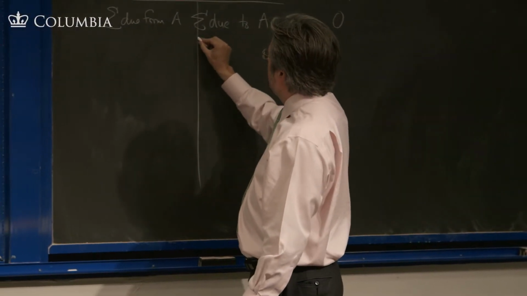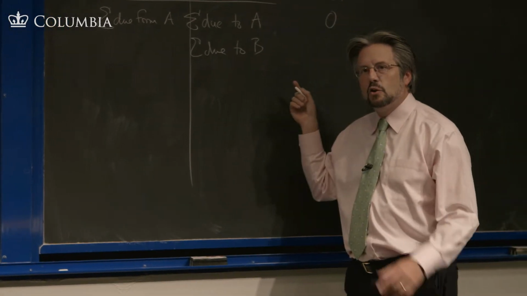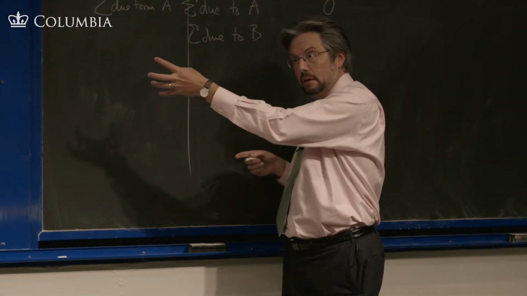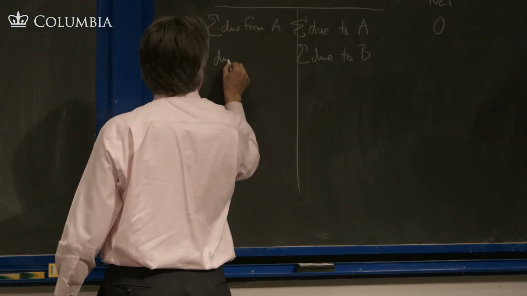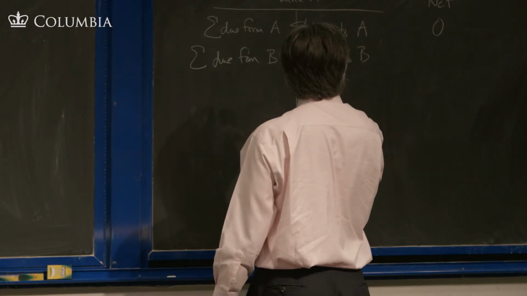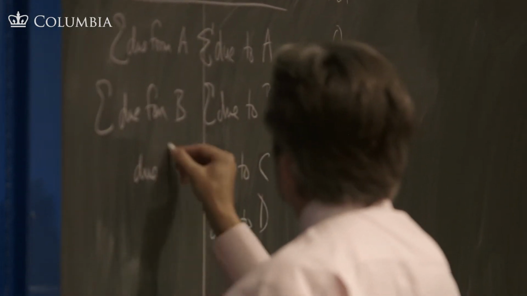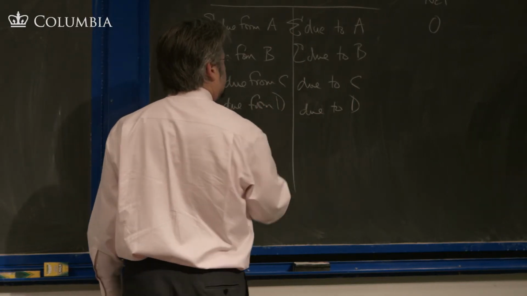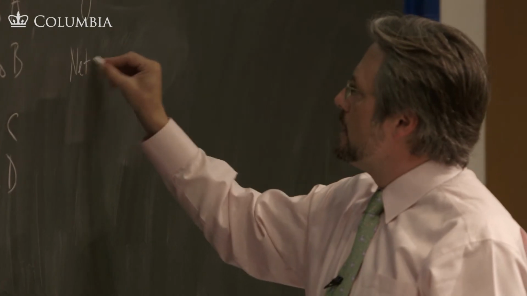Keep track of other checks due to Bank B. Okay, so there's somebody in A who's paid somebody with an account in Bank B, and that creates an obligation of Bank A to pay Bank B. Okay, so that you calculate all of these things, you add them all up, due to B, due from B, okay, due to C, due to D, due from C, due from D. Okay, and then at the end of the day, you have a net.